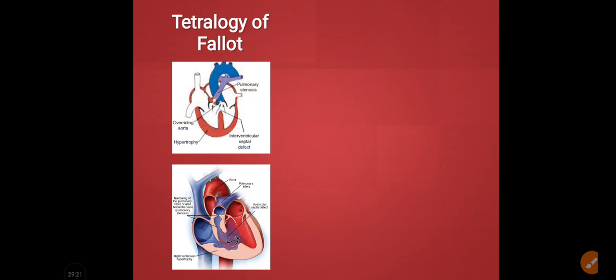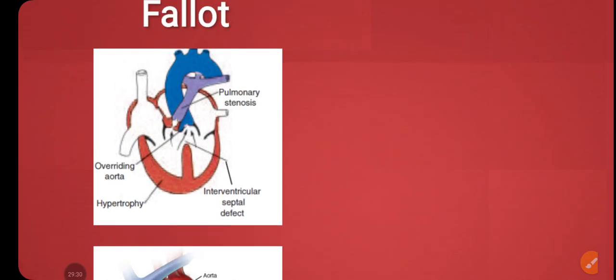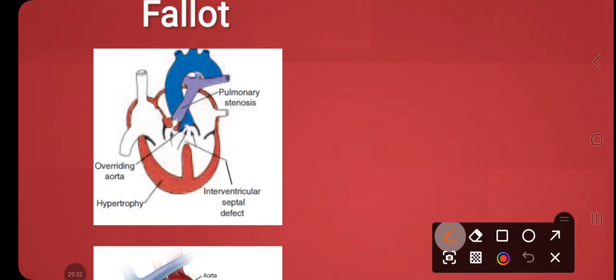Another important malformation is known as tetralogy of Fallot. Tetra means four. The tetralogy of Fallot has four components: hypertrophy of the right ventricle, overriding aorta, pulmonary stenosis, and VSD, ventricular septal defect.